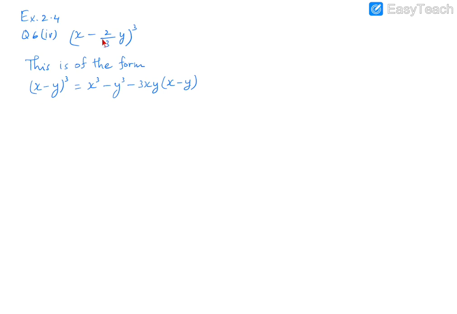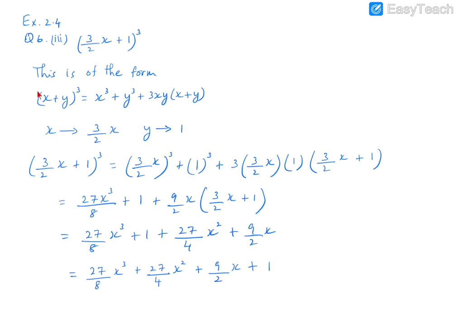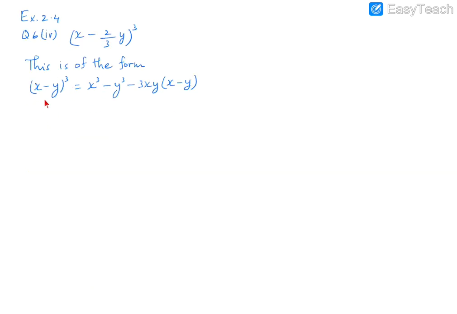This is x minus 2 by 3y the whole cube. So again, this is taking the form of identity number 7, which is x minus y the whole cube. Previously we saw x plus y the whole cube. What we did in the last example is having the identity for x plus y the whole cube. Now we are doing an example for x minus y the whole cube. So now in place of x we have x, so x remains as x in the expression. So in place of x we have the same x, but in place of y we have 2 by 3y.